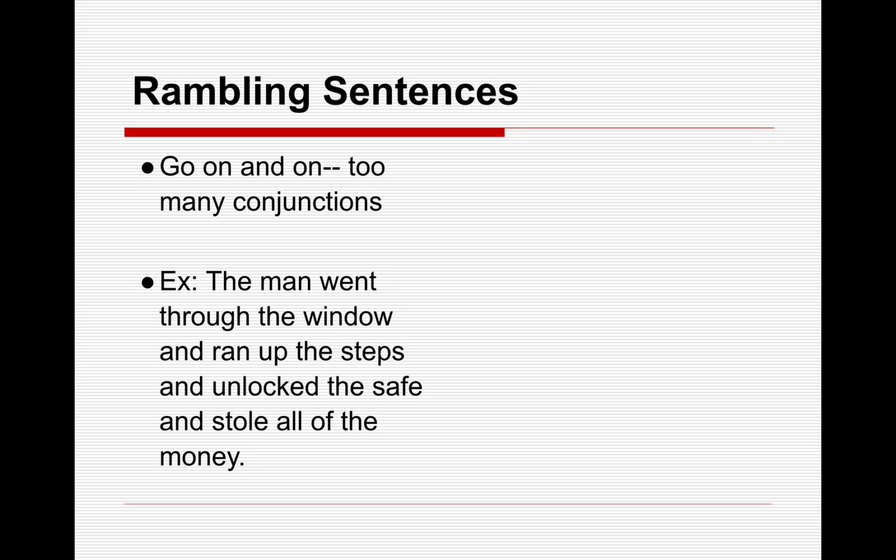So this would be an example of a rambling sentence. The man went through the window and ran up the steps and unlocked the safe and stole all of the money. Notice that you have the man doing 4 different things in this sentence. Going through the window, going up the steps, unlocking the safe, stealing all the money. That's just too much to put into a sentence. Now, there is only one subject, the man, okay?